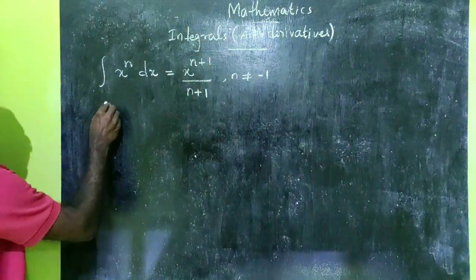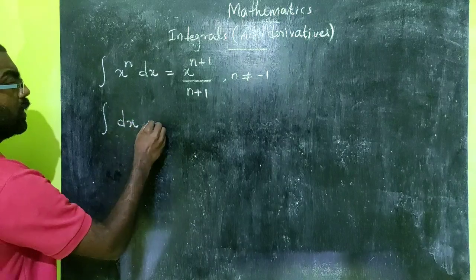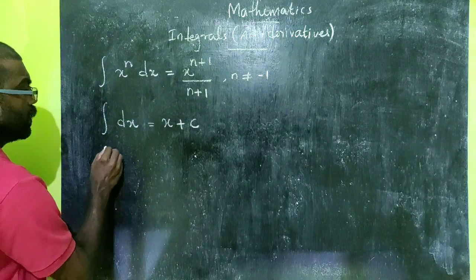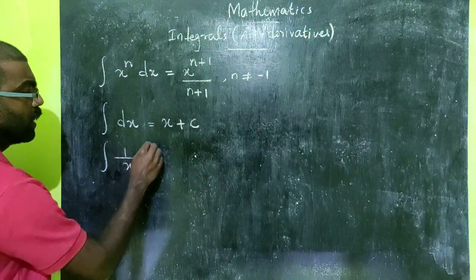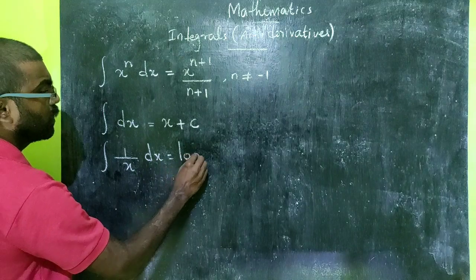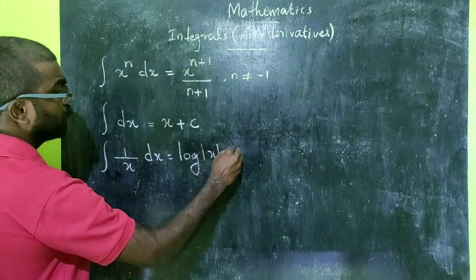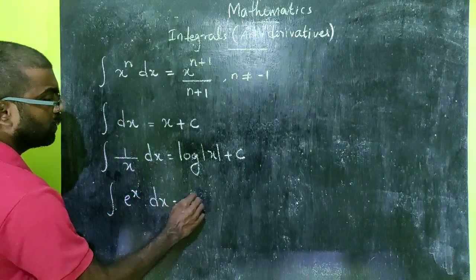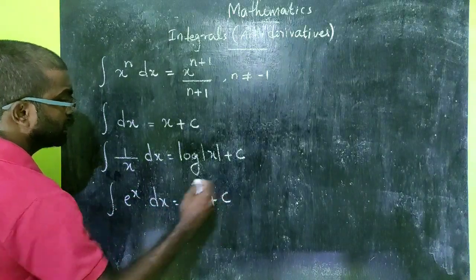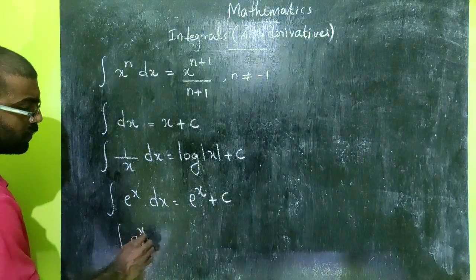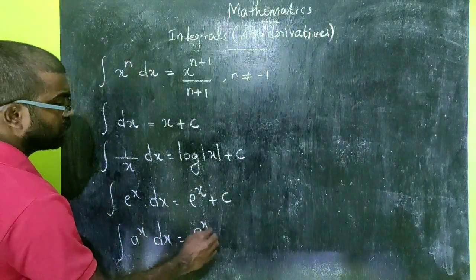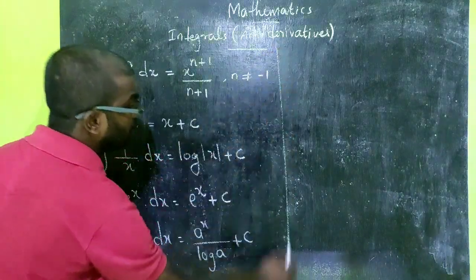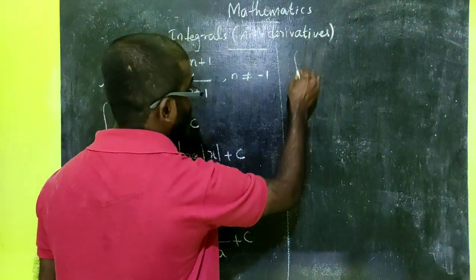Next is integral dx. Integral dx is equal to x plus c. Then integral 1 by x dx is equal to log mod x plus c. Then integral e raised to x dx is equal to e raised to x itself, e raised to x plus c. Then integral a raised to x dx is equal to a raised to x divided by log a plus c.